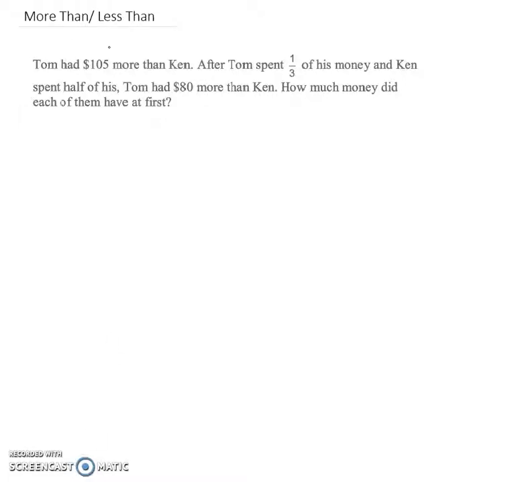Okay, let's take a look at this question. It's a more than less than question. So how do you recognize that? Let's take a look. So first of all, Tom had 105 more than Ken. After Tom spent 1/3 of his money and Ken spent half of his, Tom had $80 more than Ken. How much money did each of them have at first?